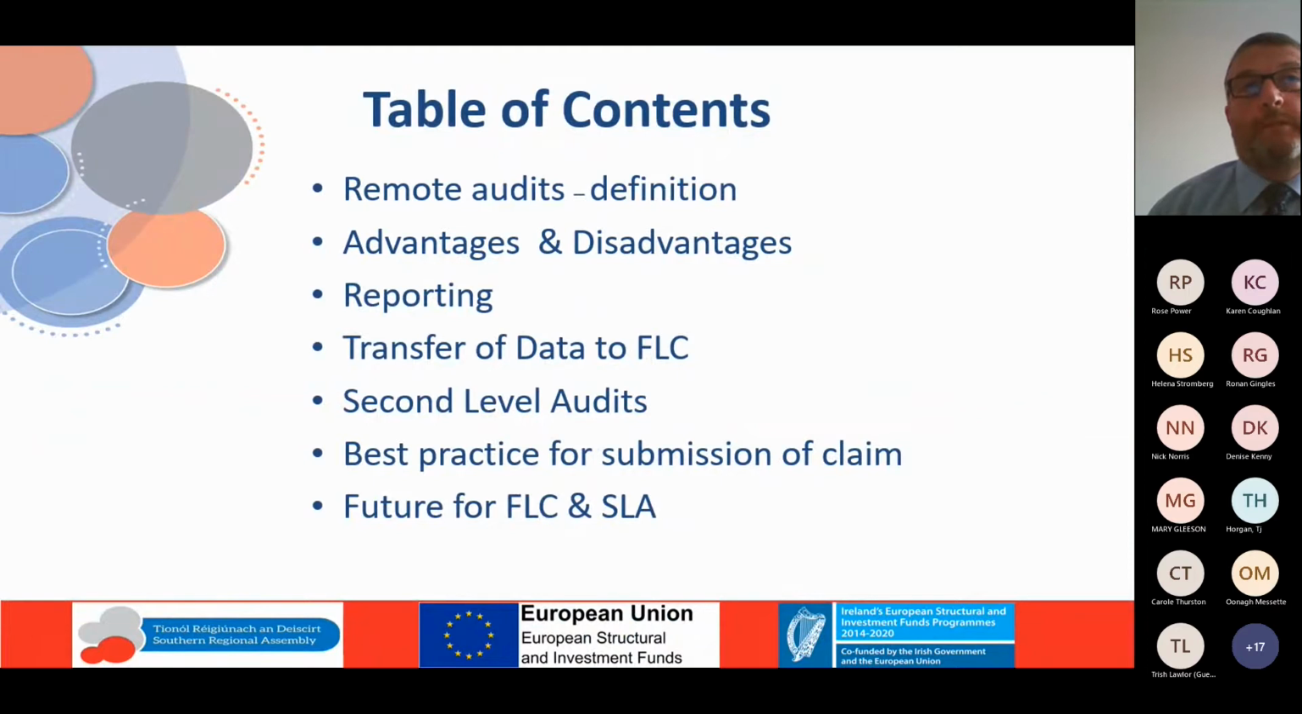So yeah, I suppose we're going to remote audits. I suppose what the definition is, the advantages, disadvantages, reporting. I suppose just a kind of summary of transfer of data to FLC. Various methods have been used, second level audits, best practice for submission of claims, and I suppose a few comments on maybe what the future holds for FLC in second level audits or whatever down the road.